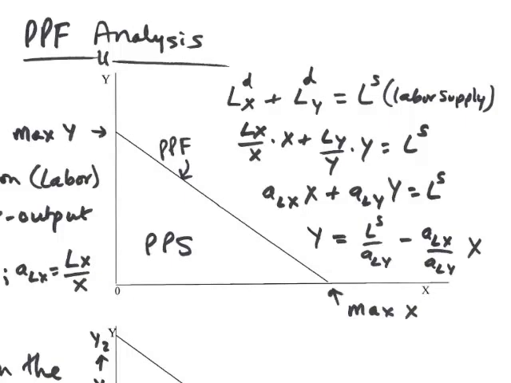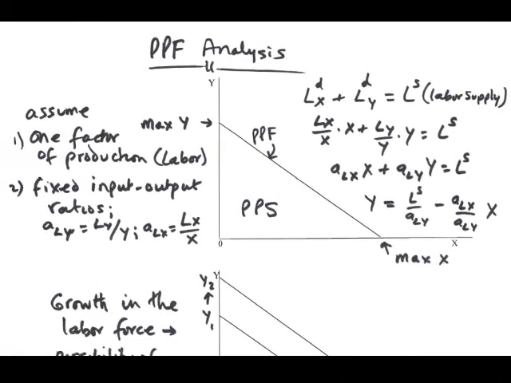And what I'm going to do for the next few minutes is to show you the Ricardian model in the context of the production possibilities frontier with one factor of production. So we assume one factor of production, labor, and constant input-output ratios. We read ALY as the amount of labor it takes to produce each unit of good Y, or the average input-output ratio. ALX is the amount of labor it takes in industry X to produce each unit of good X. Again, we're assuming a constant productivity, so these are constants.